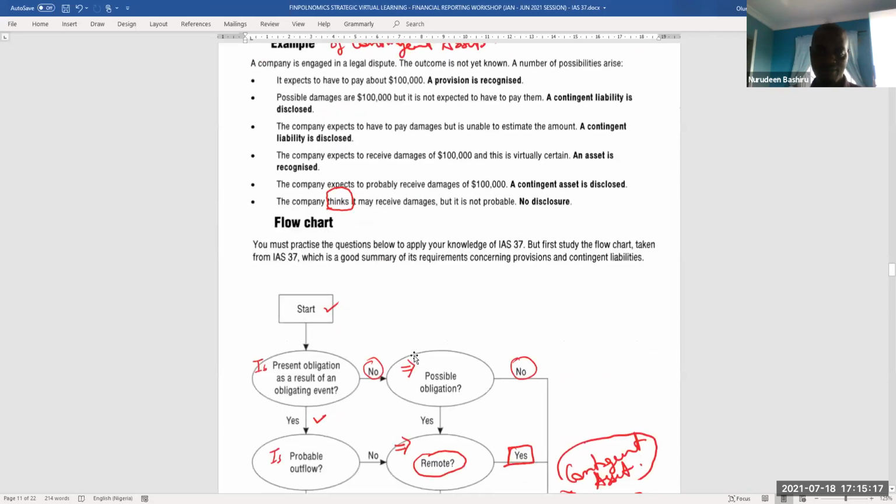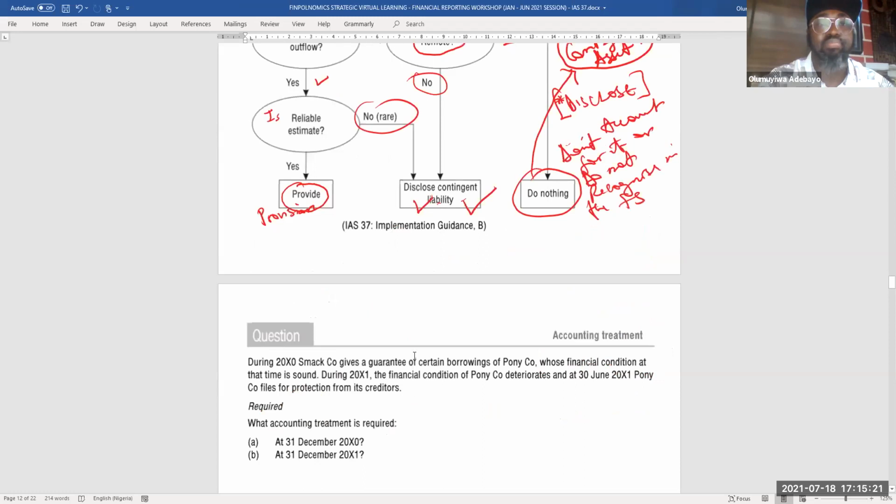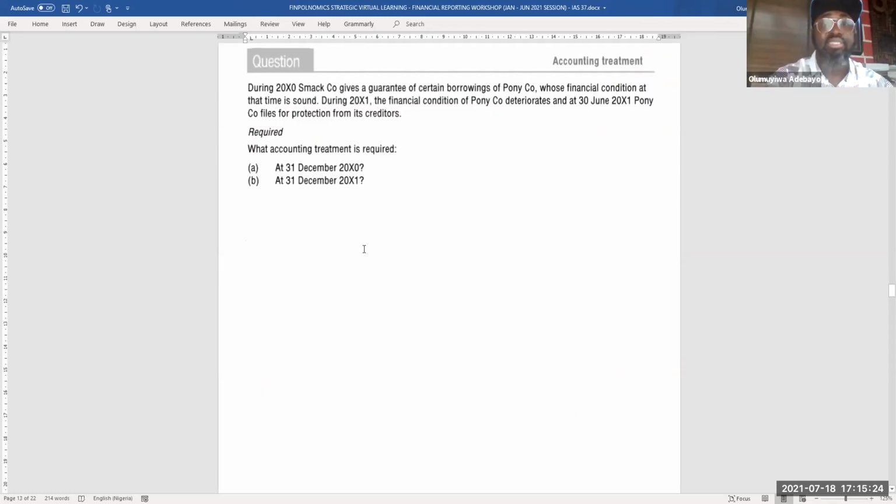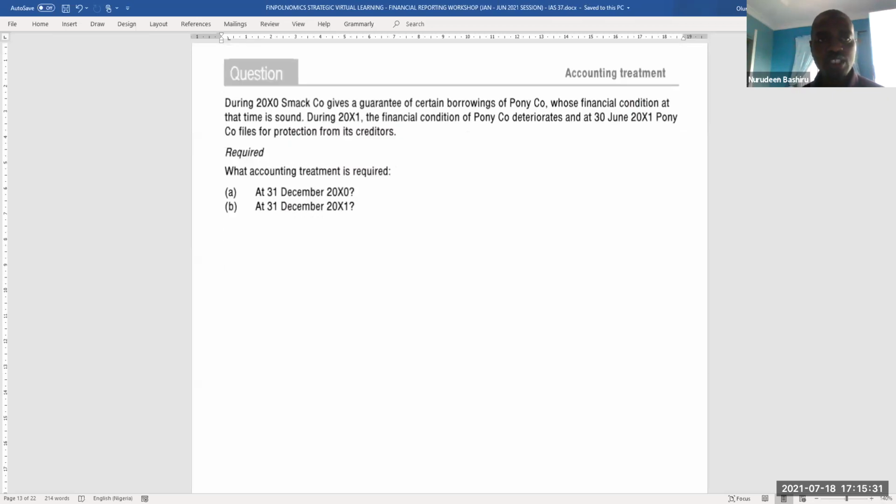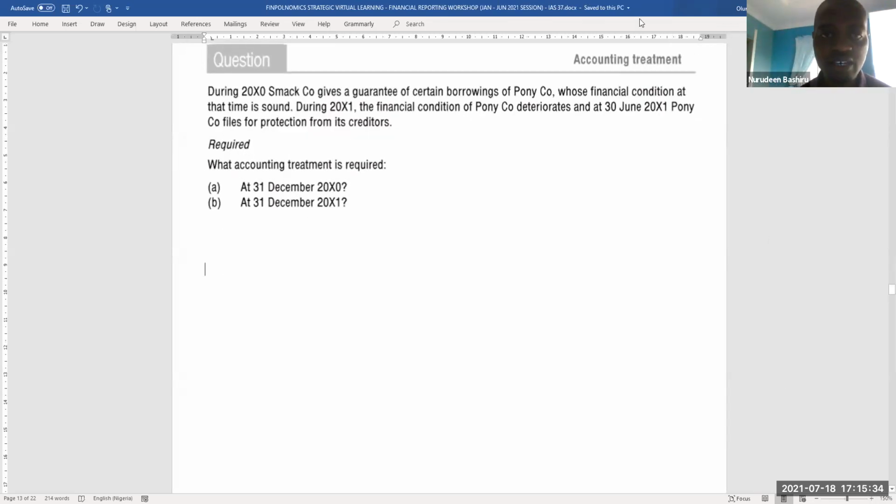Okay, now let's look at this question. Can somebody read it aloud? Question. During 20x0, Smart Co gives a guarantee of certain borrowings of Pony Co, whose financial condition at that time is sound. During 20x1, the financial condition of Pony Co deteriorates, and as at 30th June 20x1, Pony Co files for protection from its creditors. What accounting treatment is required at 31st December 20x0 and at 31st December 20x1?